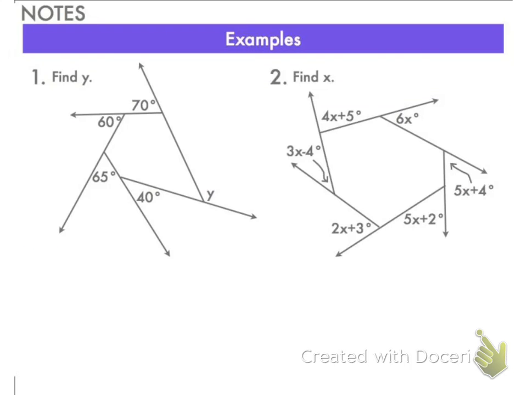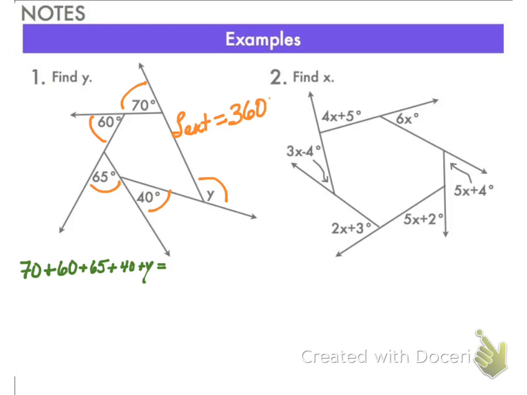All right, so pause this now and copy these examples. Welcome back. Let's look at number 1. If I add all the exterior angles up on the outside, they would add together to give me 360 degrees, correct? Good. So, here we go. I'm adding them all up: 70 plus 60 plus 65 plus 40 plus y. And what is that going to have to be equal to? You guessed it, 360. I go ahead and solve it and get that y is 240 degrees.